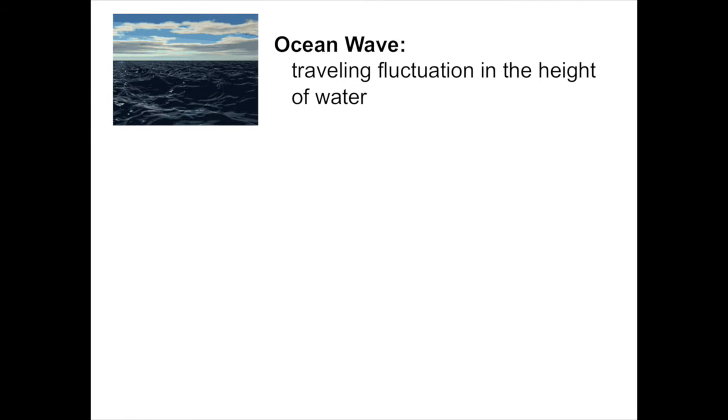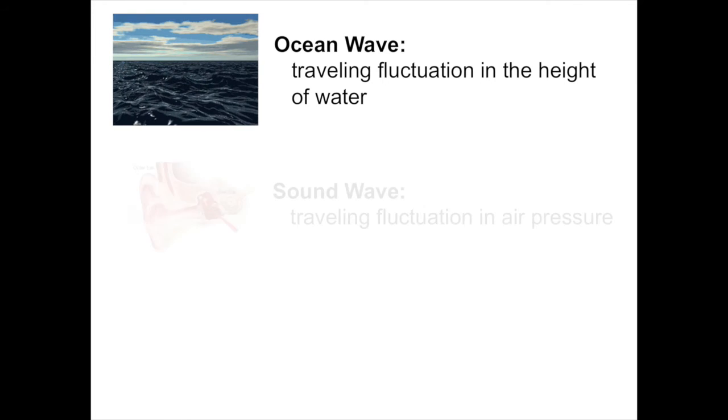Waves are a familiar phenomenon. For example, ocean waves. Ocean waves are traveling fluctuations in the height of water. In this case, we have a hump of water and a trough of water moving along, as shown in the little animation there on the left.